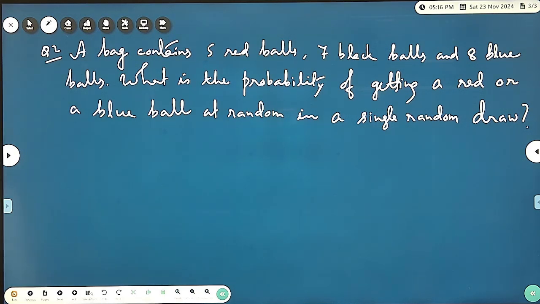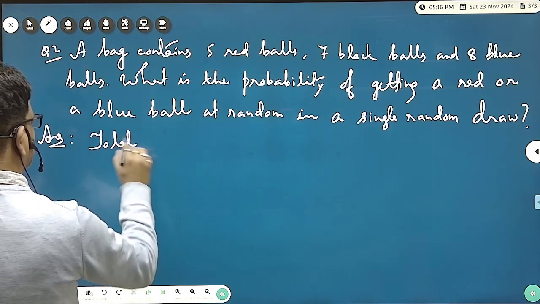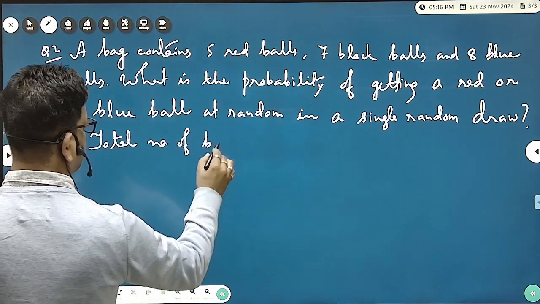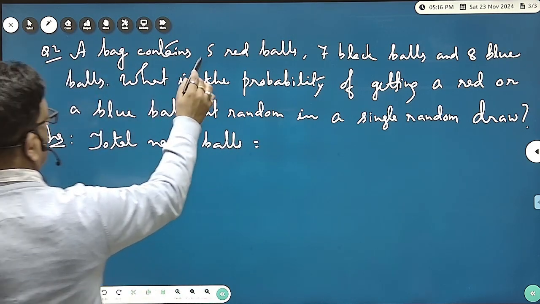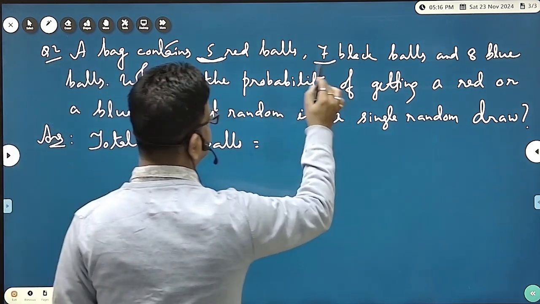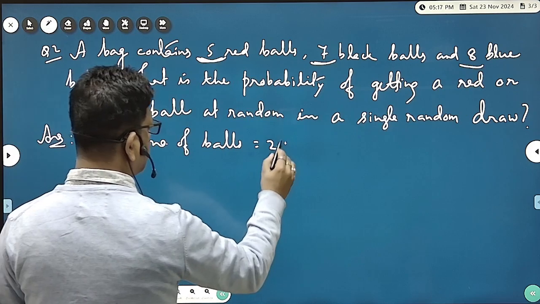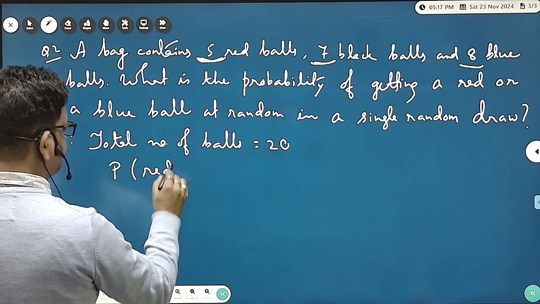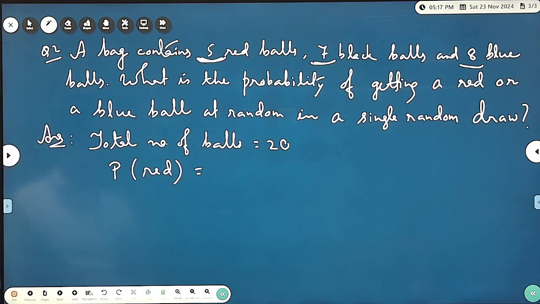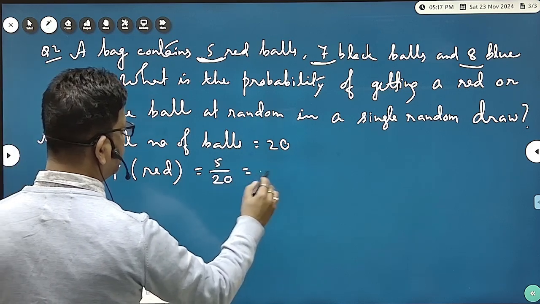Now, here you see the total number of balls. You know that yesterday we discussed the denominator is always the total number of outcomes. So total, if you see 5 red balls, 7 black balls, and 8 blue, altogether how many? 5 plus 7, 12 plus 8, 20. Now, what is the probability of getting a red ball? How many red balls are there? 5 out of 20, so it will be 1 by 4.